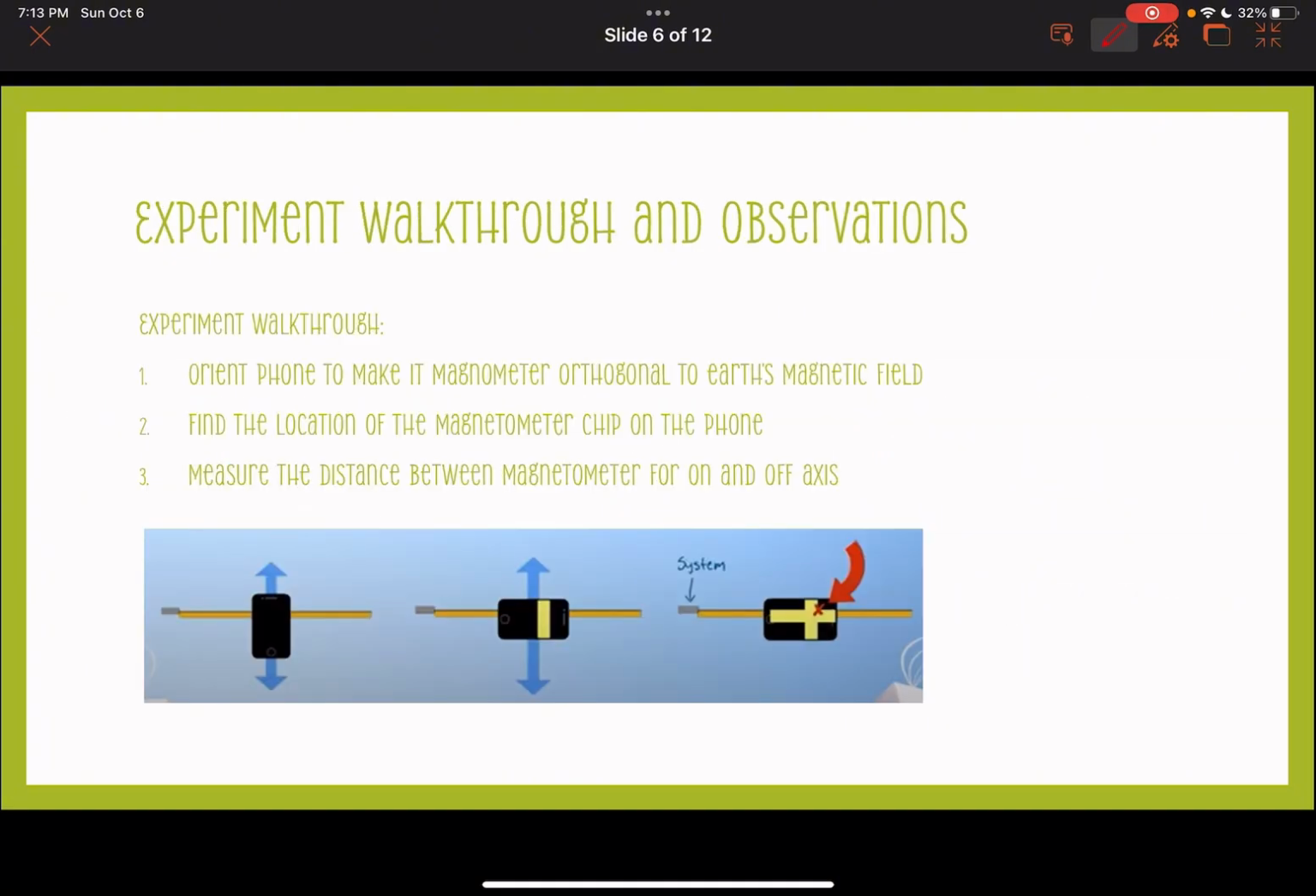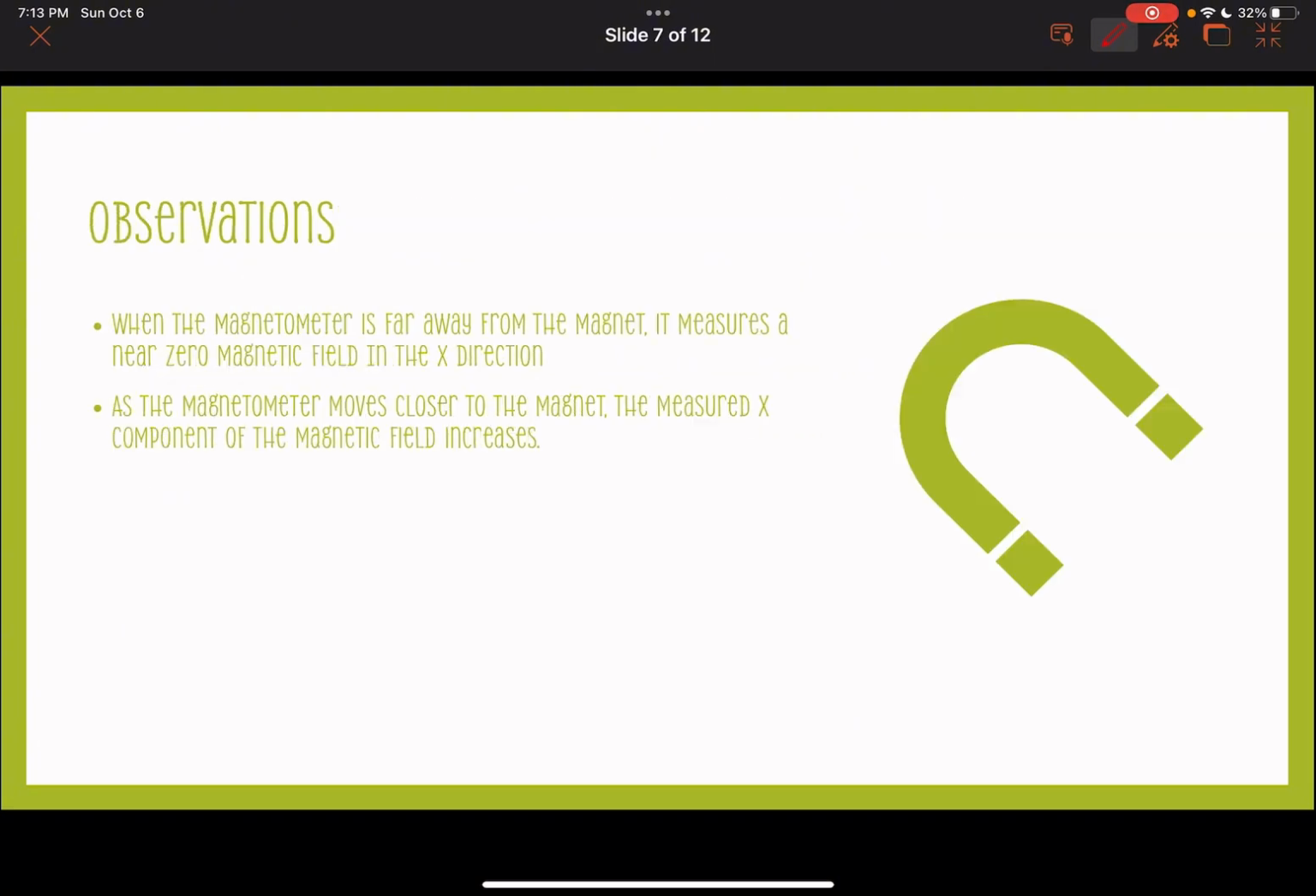So this is our experiment walkthrough. We will first orient the phone to make the magnetometer orthogonal to Earth's magnetic field, find the location of the magnetometer chip on the phone, and measure the distance between the magnetometer and the magnet for the on and off axis. The magnetometer is the X over here, and we're going to measure the distance between the magnetometer and the magnet for the on and off axis.